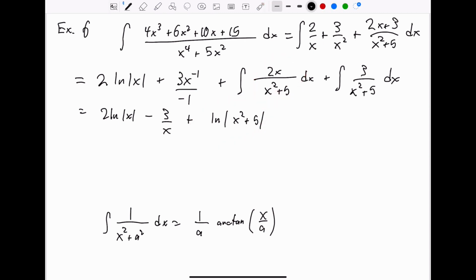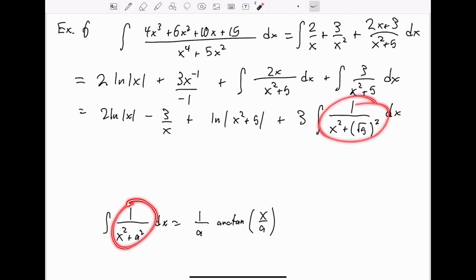Now for this last integral, I'm going to take out a 3, and then the denominator isn't quite in the form I want. I want to have an a squared, and I have 5. So instead of writing 5, I will write square root of 5 squared. X squared plus square root of 5 squared dx. Now my fraction has the form that I'm looking for, x squared plus a squared. Here, the a is square root of 5. So now I can use this arctangent identity.